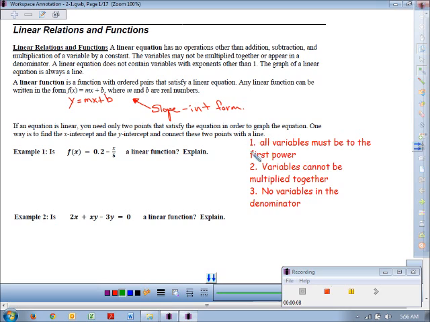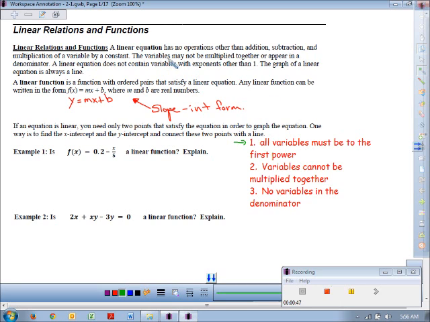So what I got here is these three rules. Here's the first rule. Number one, all the variables must be to the first power. Okay, so I want you to write these three rules down while I'm talking here on your piece of paper. Number one, all the variables must be raised to the first power. And that's what this is talking about right here. It says a linear equation has no operations other than addition, subtraction, and multiplication of a variable by a constant. So all variables raised to the first power.